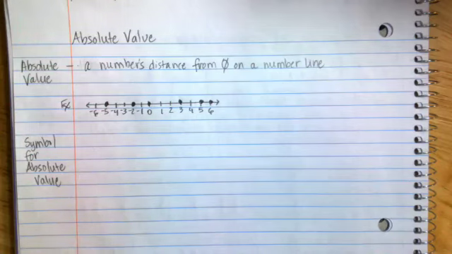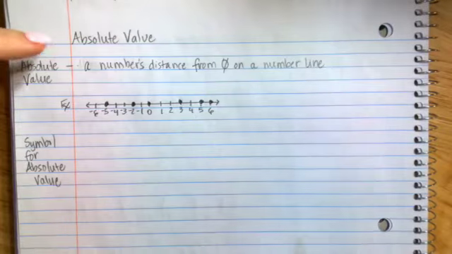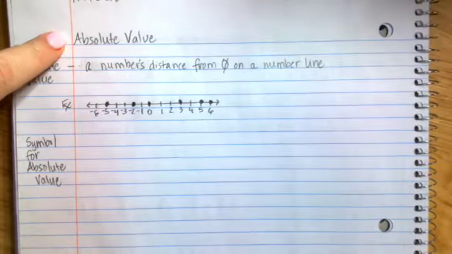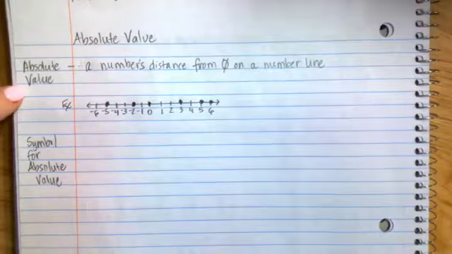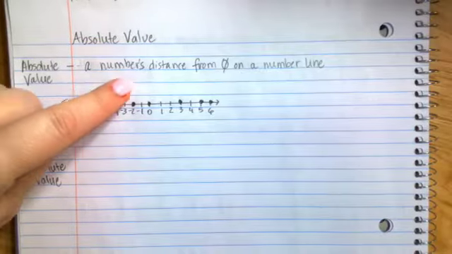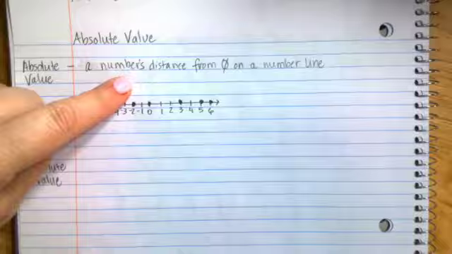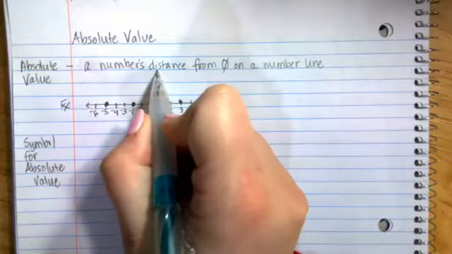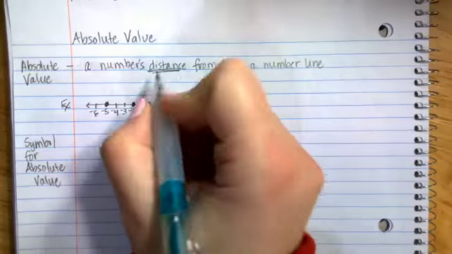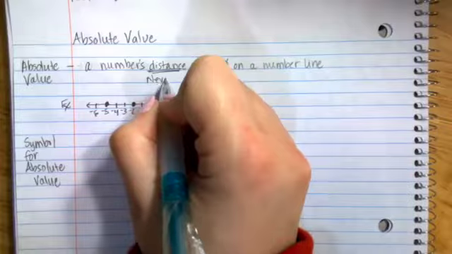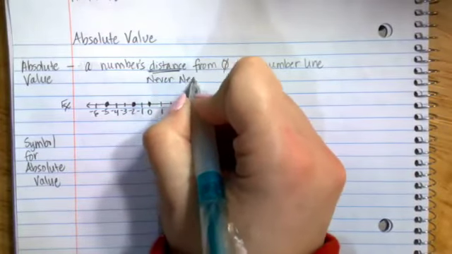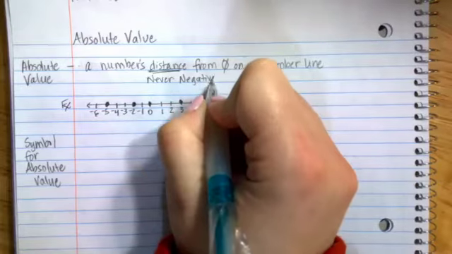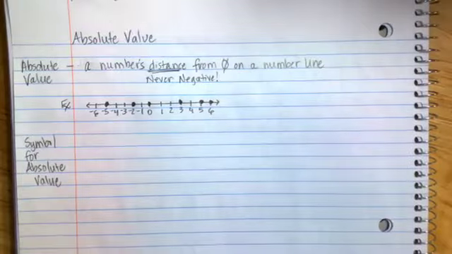Welcome back. Today, on this lesson, we are talking about something called absolute value. Absolute value is defined as a number's distance from zero on a number line. Something very important to keep in mind: distance is never negative. Distance can never be negative.